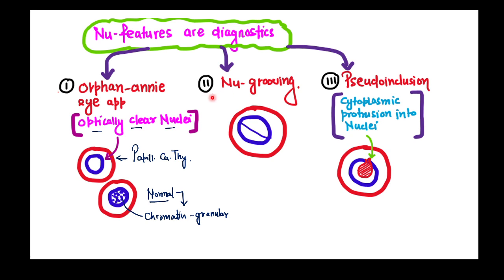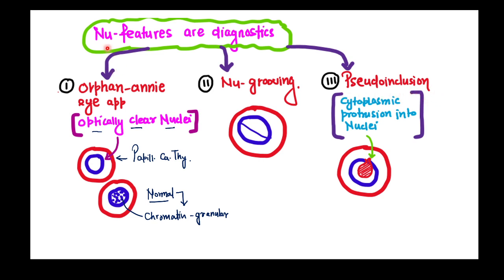Second important thing is the nuclear grooving. What do they mean by nuclear grooving? Now you can see in this picture, right? There is a line which is running across the nuclei, that is called nuclear grooving. So Orphan Annie eye appearance, nuclear grooving, and pseudo inclusion. Why is it called pseudo inclusion? In this cancer cell, there is a nucleus and cytoplasm is coming inside. So you can see cytoplasmic protrusion into the nuclei. Cytoplasmic protrusion into the nuclei is called pseudo inclusion.